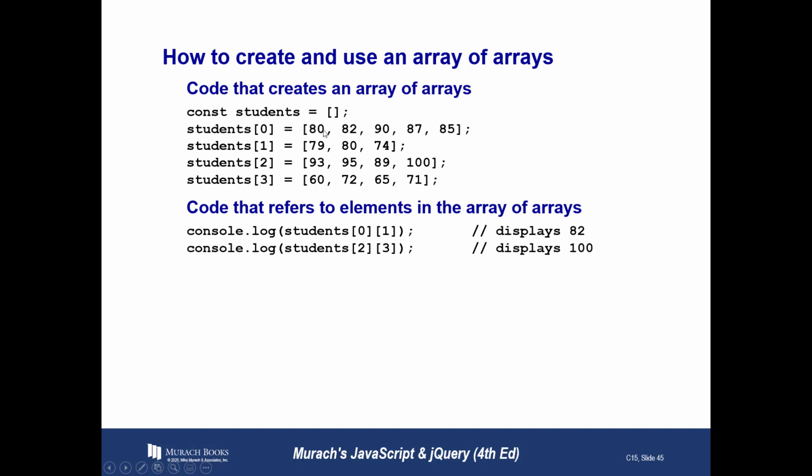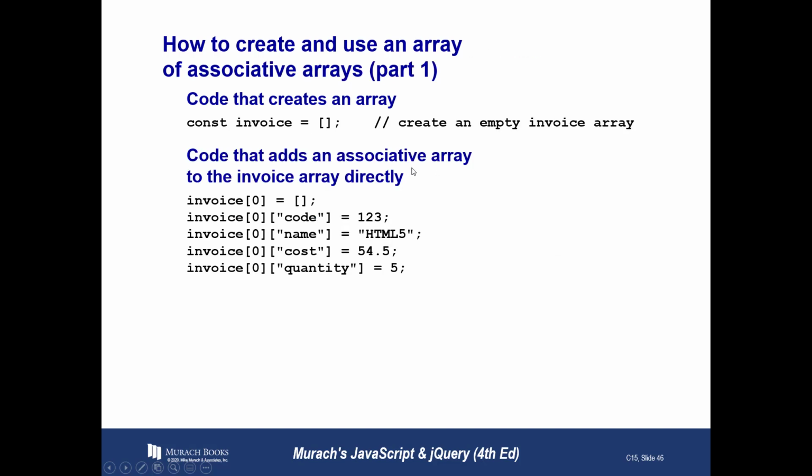So 0, 1 is 82. 2, 3 is 100. But technically that is what it is. It's an array of arrays.